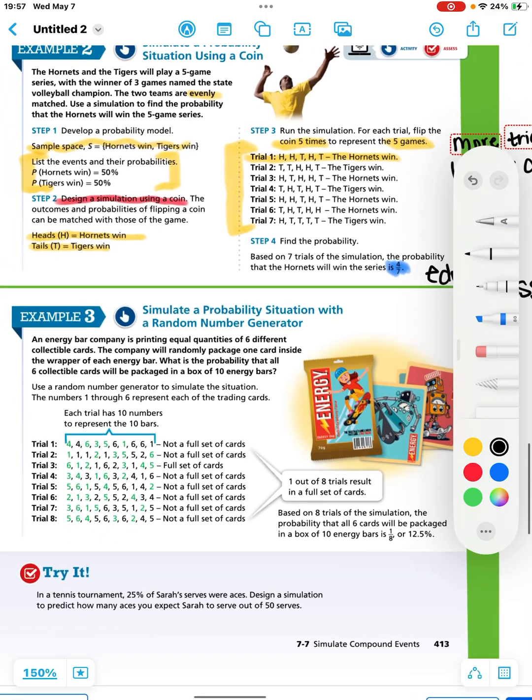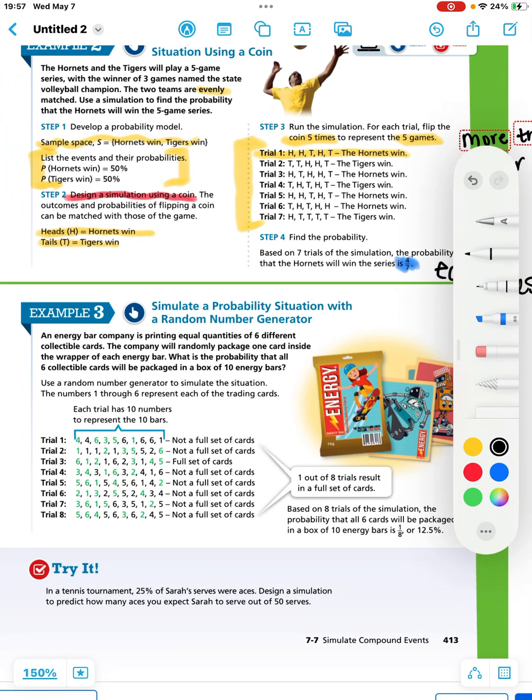So this one looks like a doozy. This says an energy bar company is printing an equal quantity of 6 different collectible cards. The company will randomly package 1 card inside the wrapper of each energy bar. What is the probability that all 6 collectible cards will be packaged in a box of 10 energy bars?